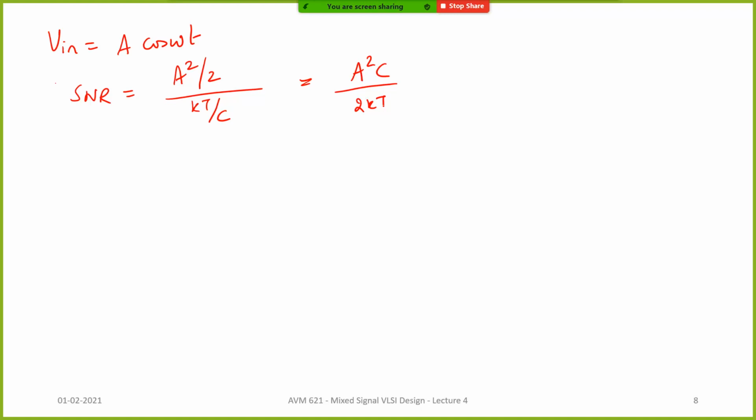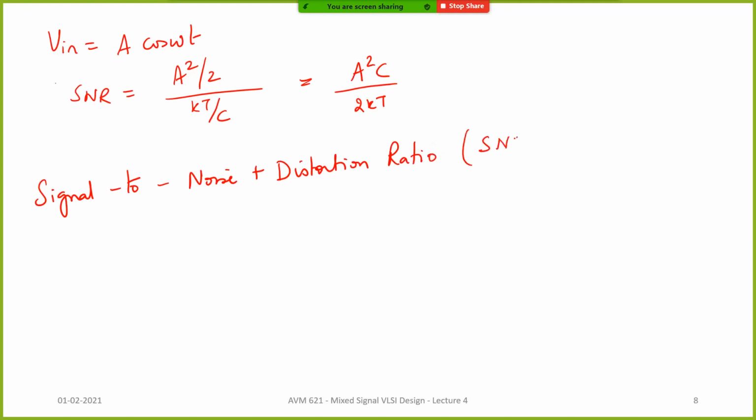Now if you look at HD2, this is signal to noise ratio. There is also what is called signal to noise plus distortion ratio. I'm not sure you guys have encountered this term. Have you encountered this term? No, sir. It is called SNDR. SNDRs are very commonly used.